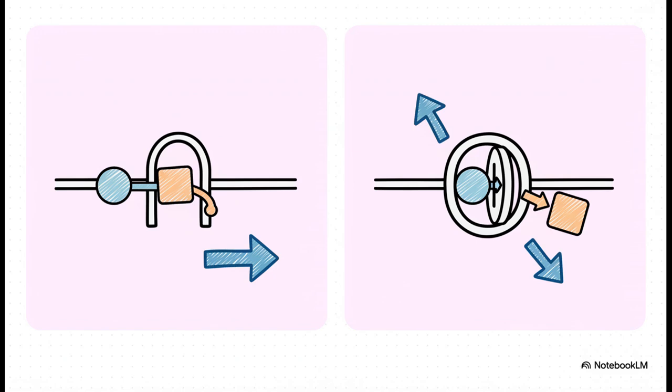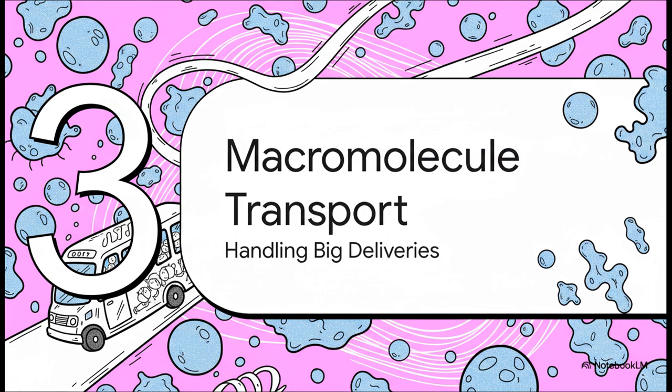You've got symport, which is like the buddy system. A molecule like sodium flows down its gradient back into the cell, and it literally drags another molecule, like glucose, along for the ride. Then you have antiport, which is more like a revolving door. As one substance moves in, another one gets pushed out in the opposite direction. Pretty smart, right? So we've covered individuals, small groups, and the VIPs.